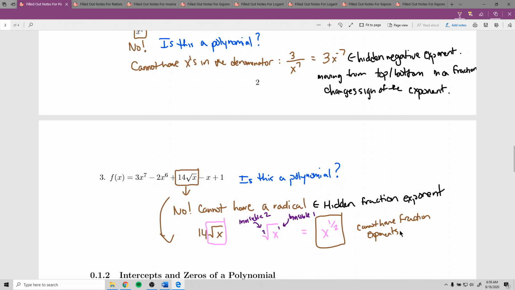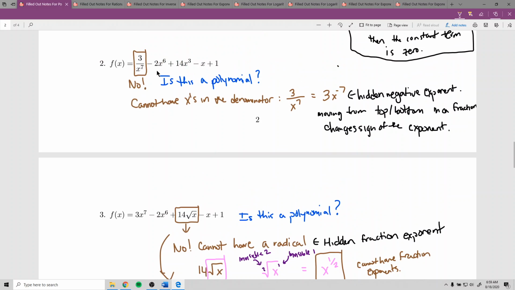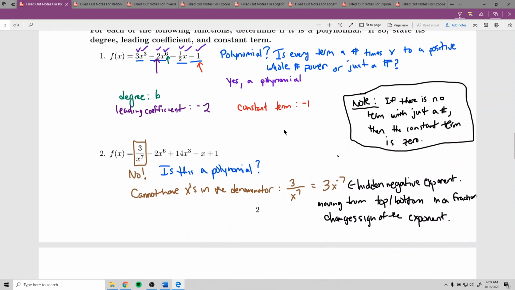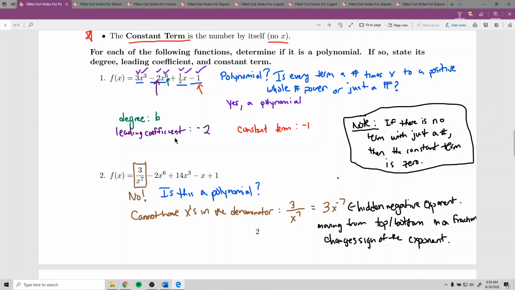Right, so once again, if this thing was gone here, then the rest would be a polynomial. Same thing for the above. If this one was gone, then this would be a polynomial. And then we saw an example of one that is a polynomial.